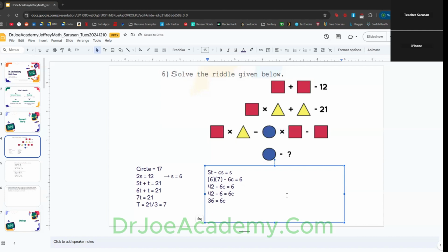Now, how do we do this last step? Couldn't you get rid of the 6 and then just do 36 divided by 6? Yep, this is a perfect step. So 36 divided by 6 is 6.